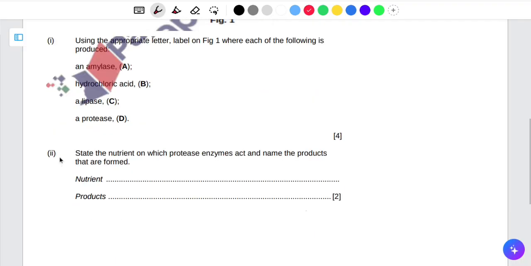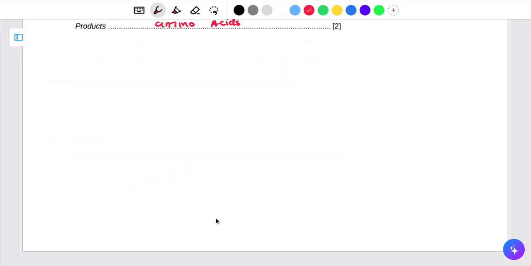Then Roman numeral number 3 is saying state the nutrient on which protease enzyme acts and name the products that are formed. So in terms of the nutrients, it acts on proteins. Then in terms of the products, they are amino acids. So the amino acids are the products. Then from there we are done for question 1. Let's see the next question.